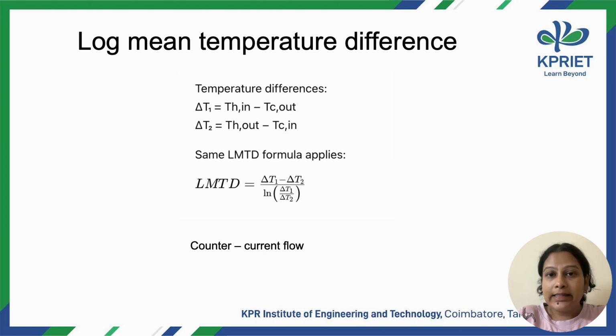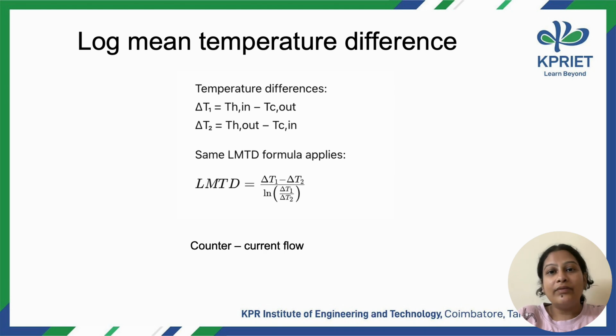Okay. In this case, the delta T LMTD will be given by delta T1 equal to hot fluid inlet temperature minus cold fluid inlet temperature, since both the inlets are on the same side, where delta T2 is equal to hot fluid outlet temperature minus cold fluid outlet temperature. Why? Because both the outlets are also in the same direction.